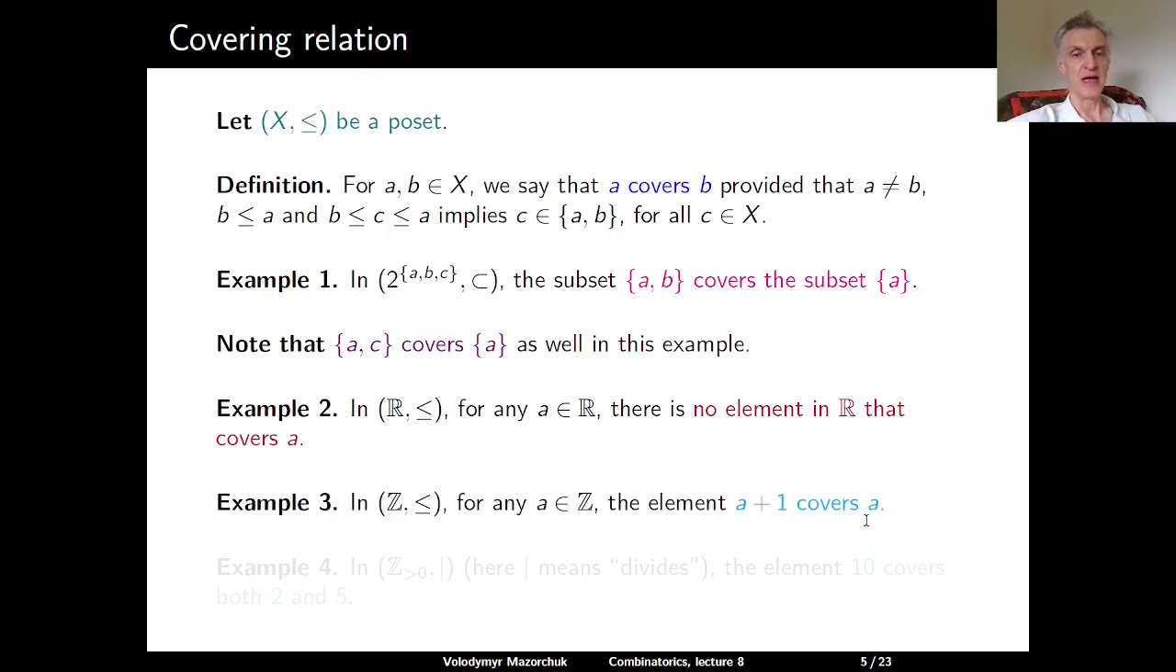Example 3. If we take the set of all integers with respect to the natural order, then for any integer a, the element a plus 1 covers a.